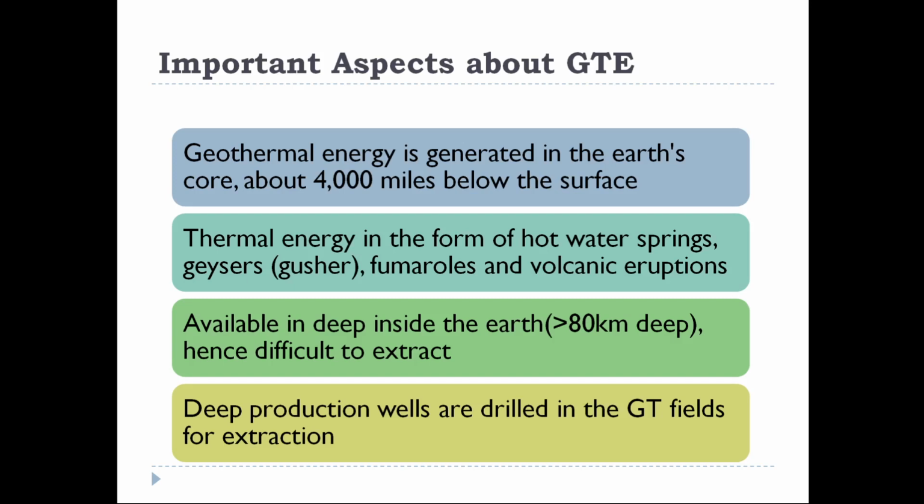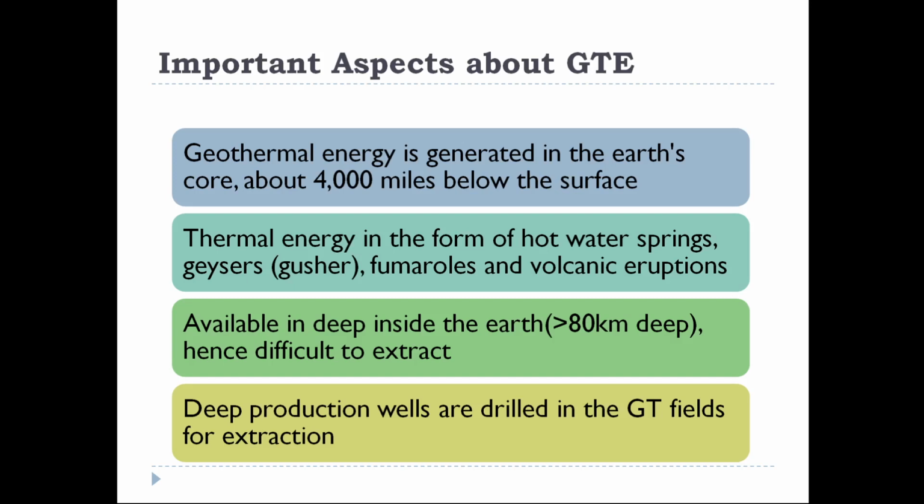We have seen the different layers about 4,000 miles below the surface; geothermal energy is generated in the core, and it is slowly coming up radially outwards because of the cooling action. The geothermal energy is available, as I mentioned in the beginning, in the form of hot water springs, geysers, fumaroles, and volcanic eruptions. It is usually available in the region of greater than 80 kilometers. It is very difficult to extract.